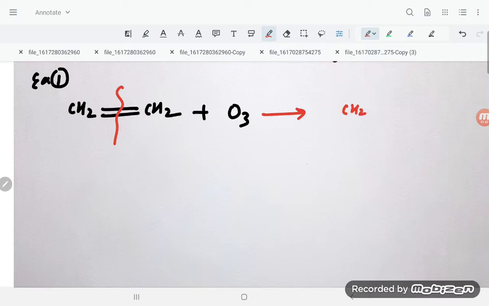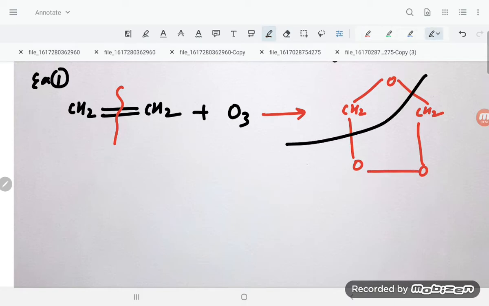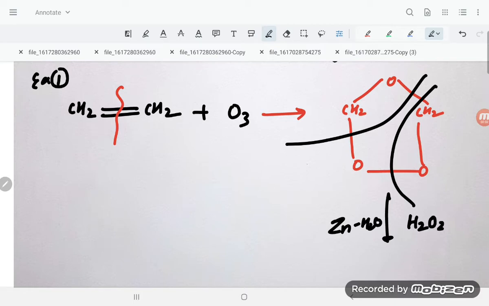Here is CH2, and here is oxygen, and downside this is also oxygen, and here is CH2. This is how it is splitting, students, half of the molecule on this side and half on this side. This is reacting with Zn/H2O, and H2O2 is coming out, in the form of hydrogen peroxide.